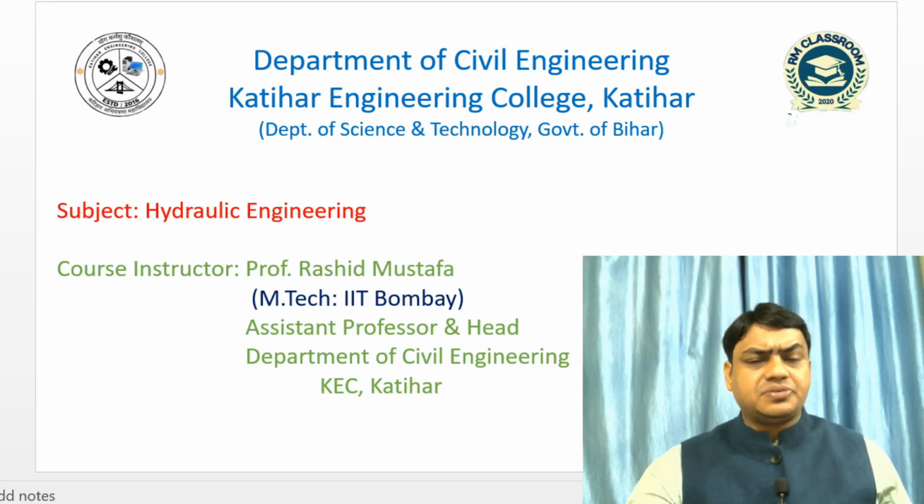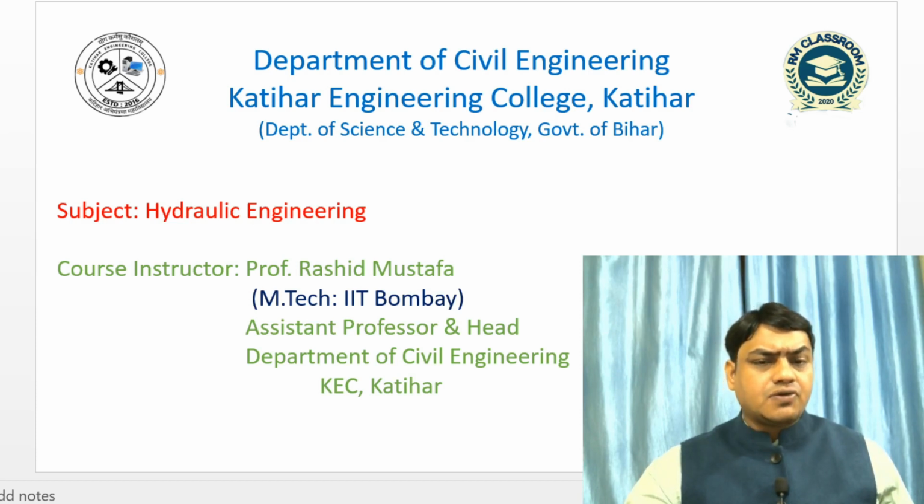So in the last class, I discussed what is rapidly varied flow and examples of rapidly varied flow. After that, I discussed what is hydraulic jump, and the various applications of hydraulic jump. And then I discussed the hydraulic jump in a horizontal rectangular channel. In a horizontal rectangular channel, we derived the relationship between the conjugate depths, and the relationship between the conjugate depth and Froude number.